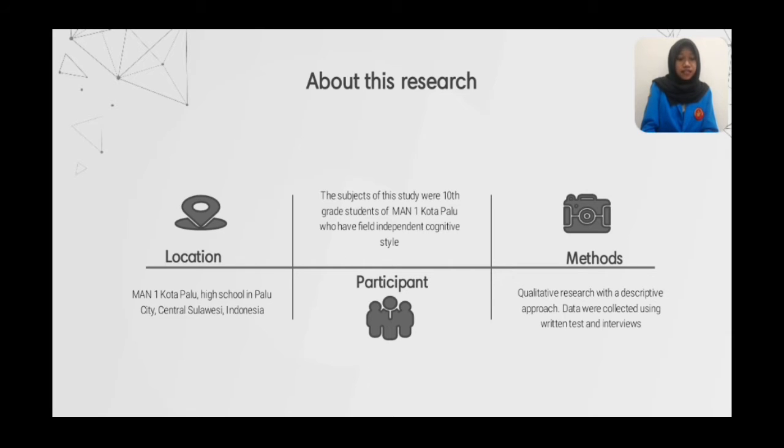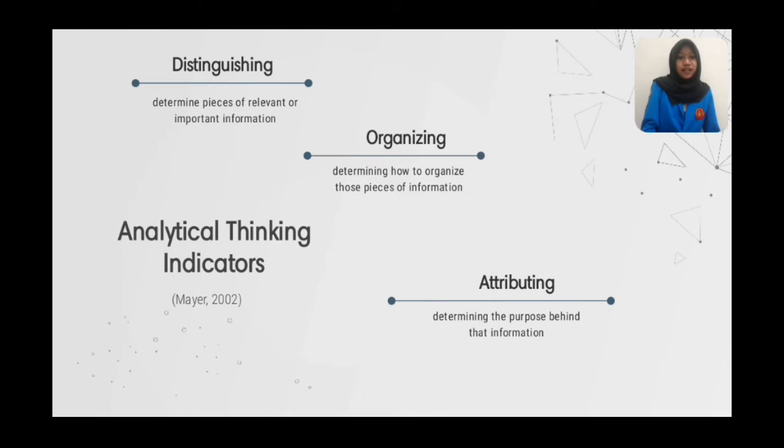And the type of this research is qualitative research with a descriptive approach. Data were collected using written tests and interviews. Next, there are three indicators in analytical thinking suggested by Meyer, namely distinguishing, organizing, and attributing. Distinguishing is determining pieces of relevant or important information. Organizing is determining how to organize those pieces of information, and attributing is determining the purpose behind that information.